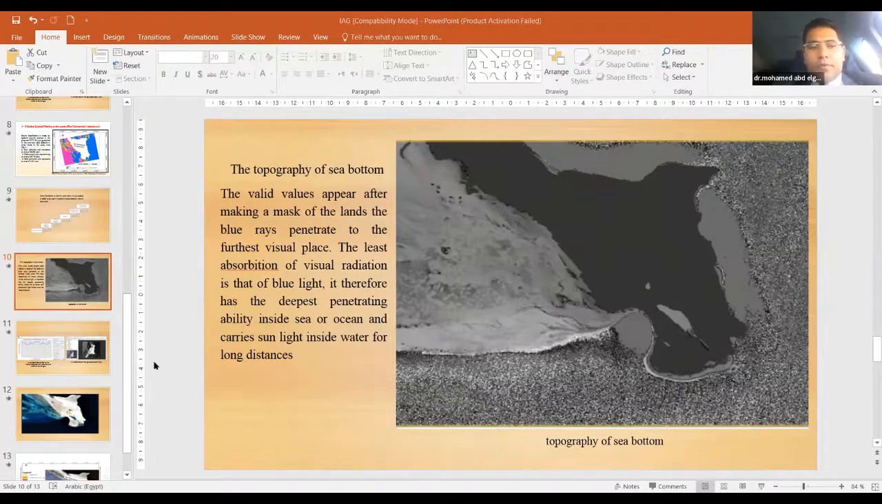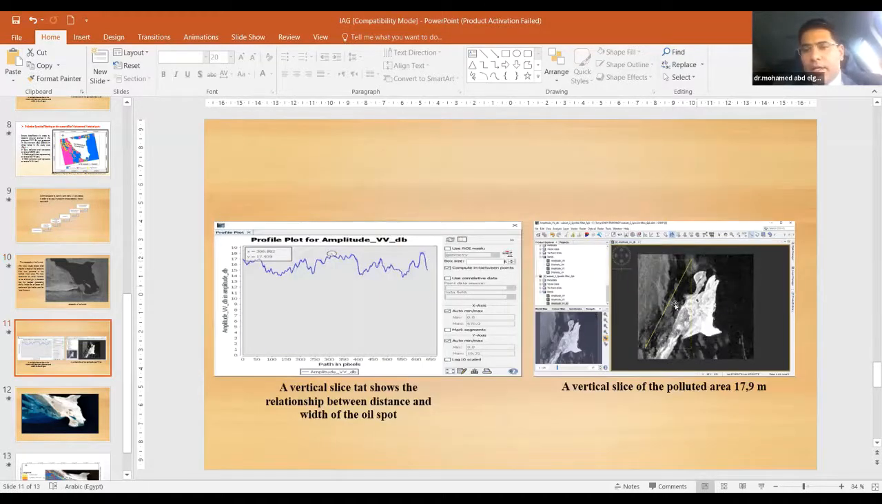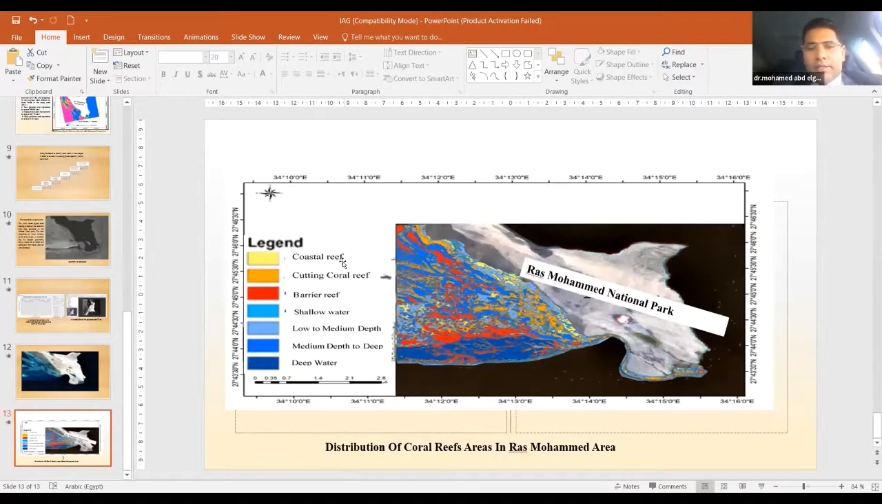Long profile: this shows a vertical slice of the polluted area and a vertical slice of the other. Finally, the distribution of coral reef area in Ras Muhammad. Legend: coral reef, blue, fringing coral reef, barrier reef, shore water, low to middle depths.